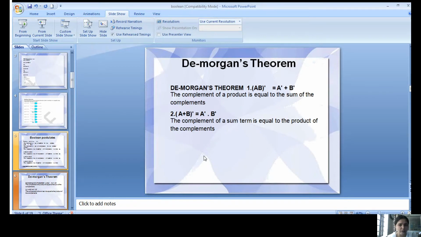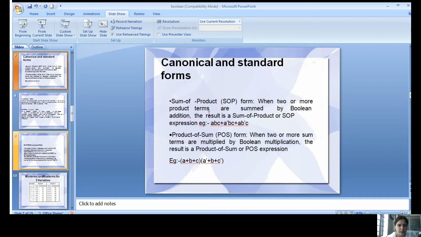As you all know, what is De Morgan's theorem also? AB whole bar is equal to A bar plus B bar, and A plus B whole bar is equal to A bar into B bar. Multiplication will be converted into plus with complemented. In the same way, plus with the whole bar will be converted into multiplication, that is dot, with individual complemented. Next, coming to canonical standard forms. So before that, let us see what is the definition of literals.